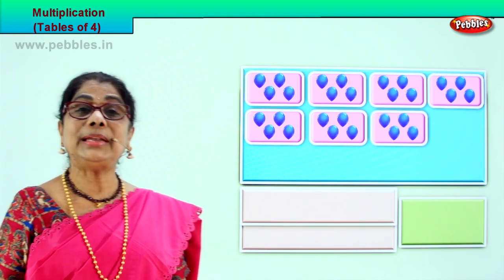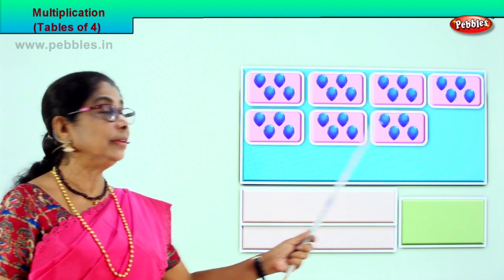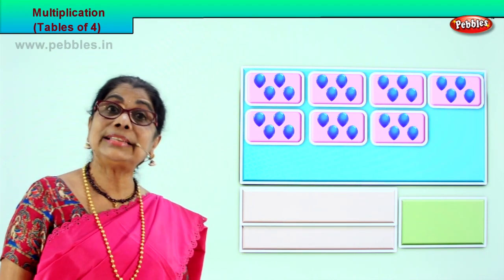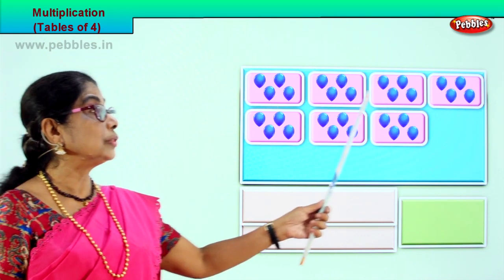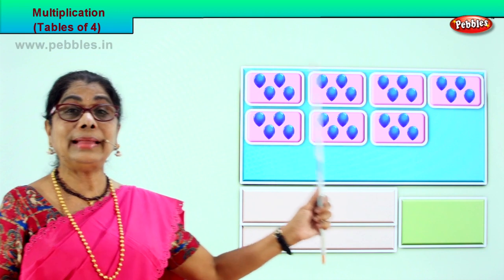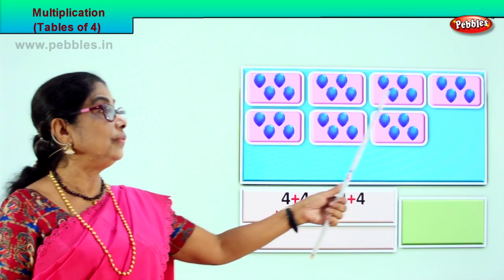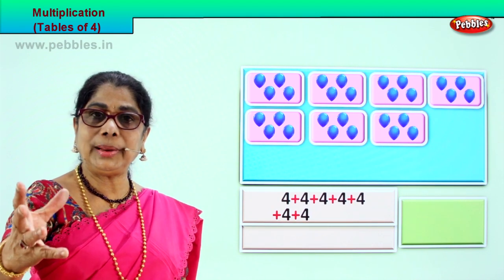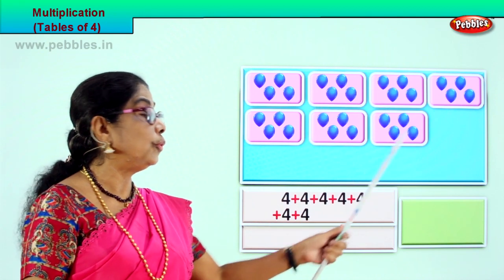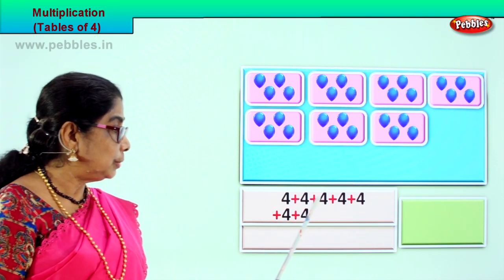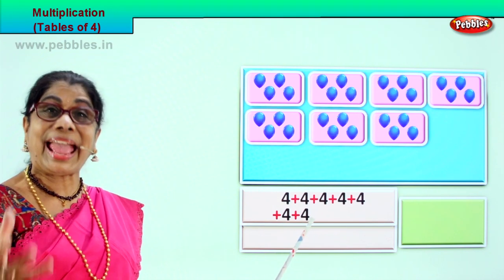Look. How many times is 4 taken? 1, 2, 3, 4, 5, 6, 7. 4 taken 7 times. Each group has 4, and there are 7 groups. Multiplication is repeated addition, so we add all the 4s. All the 7 fours we are going to add.